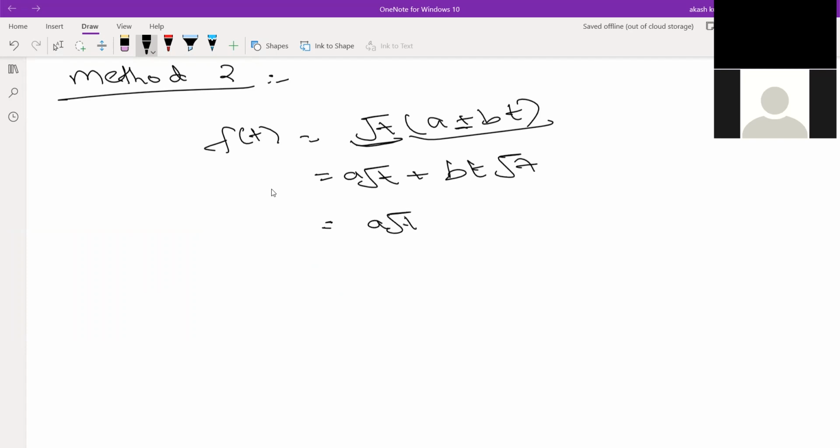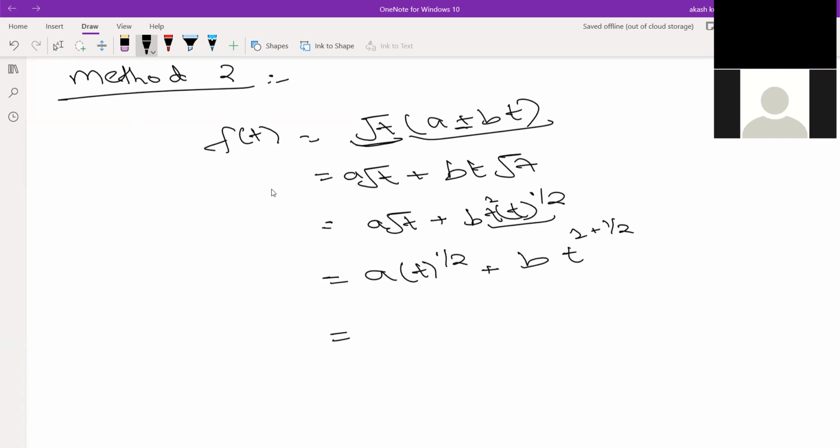So a square root t plus b t times square root t, and we can write square root t like this, t to the half, to get rid of the square root. Yeah, but before that we have to simplify it. There is t to the 1. When the base is the same, we can add the powers, right? So it will be 1 plus 1 half. It will be a t half plus b t raised to the power 3 by 2, right?